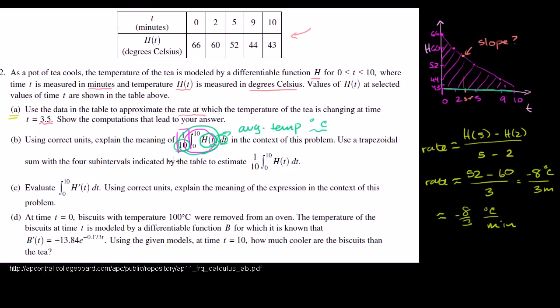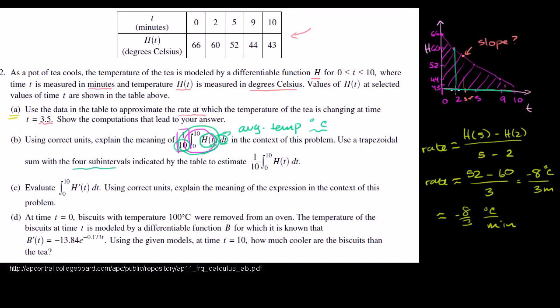Then they say use a trapezoidal sum with the 4 subintervals indicated by the table to estimate this. So the trapezoidal sum is, we don't know the exact function here, so we won't be able to analytically evaluate this definite integral. But what we can do is divide this area into 4 sections. They tell us to use 4 subintervals, and we'll essentially divide it into 4 trapezoids.